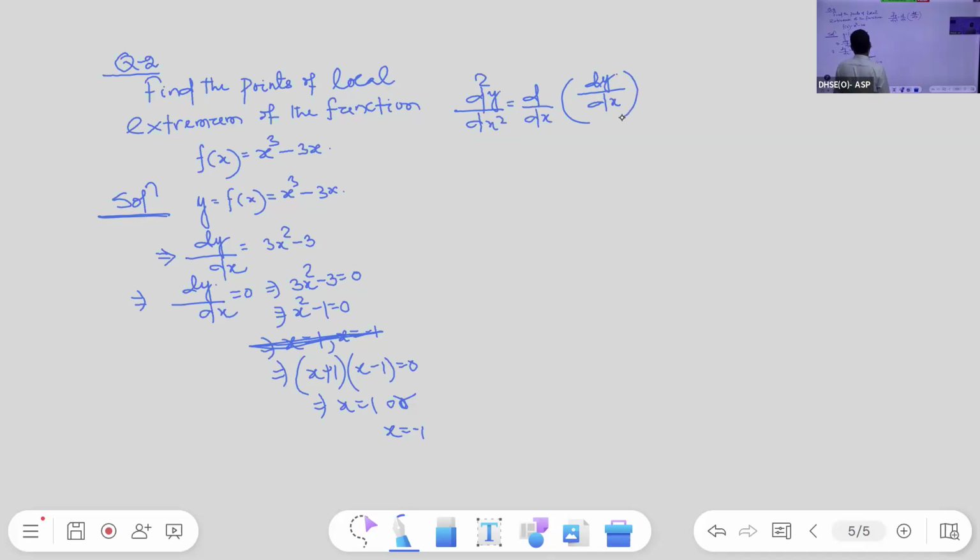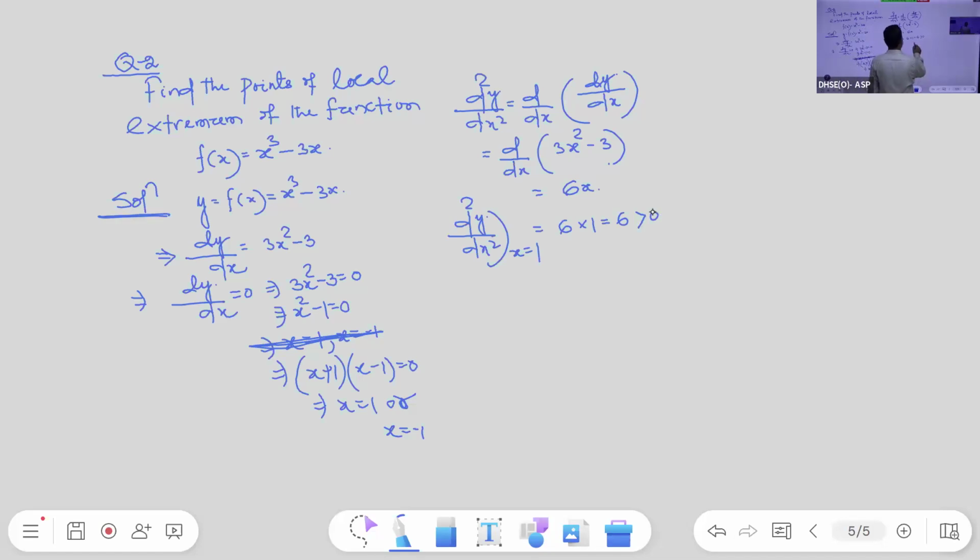Okay, what is your first order derivative? 3x square minus 3. So this is equal to d upon dx of 3x square minus 3, which is equal to 6x. Now substitute the critical values in the second order derivative. So d square y upon dx square at x is equal to 1 equals 6 into 1 is equal to 6, that is greater than 0.